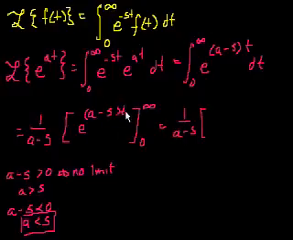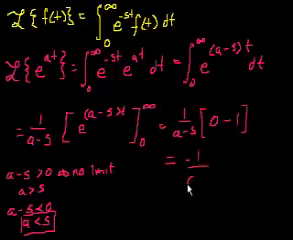E to the a minus s times t, where t approaches infinity, will be 0, minus this evaluated at 0. So when you evaluate this at t equals 0, this whole thing becomes 0. E to the 0 is 1. And we are left with what? Minus 1 over a minus s. And that's just the same thing as 1 over s minus a.